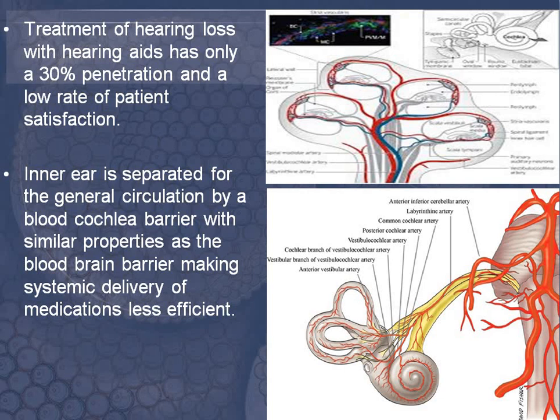This is just a diagram showing you the blood supply to the inner ear. This is the ICA, the anterior inferior cerebral artery. Then this is the labyrinthine artery, the common cochlear artery, the posterior cochlear artery, the vestibulo-cochlear artery, the cochlear branch of the vestibulo-cochlear artery, the vestibular branch of the vestibulo-cochlear artery, and the anterior vestibular artery. So these are all the small arteries supplying the inner ear. We will make a separate video on the blood supply of the inner ear.